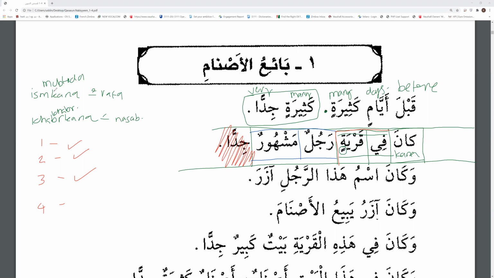Remember the rule of Mubtada and Khabar. What comes in between Mubtada and Khabar? Is.